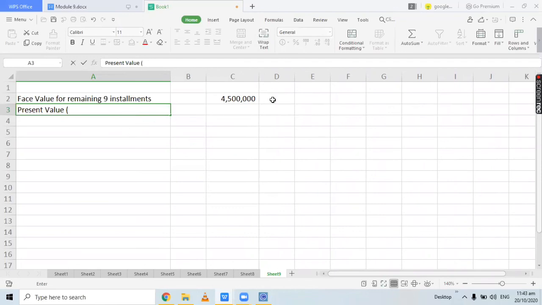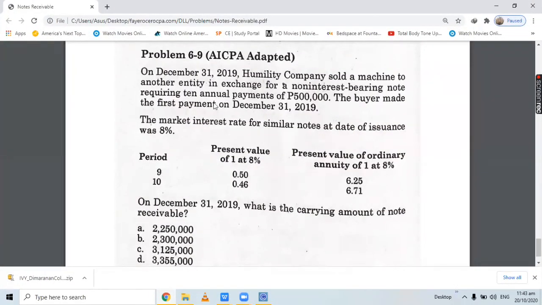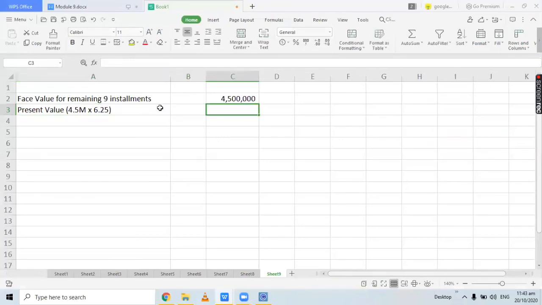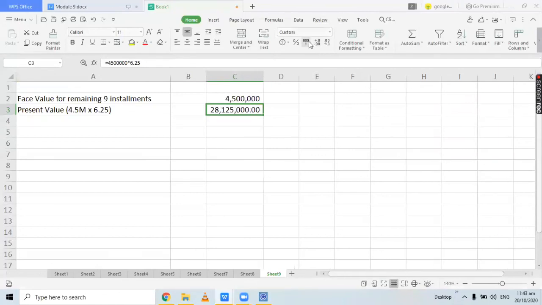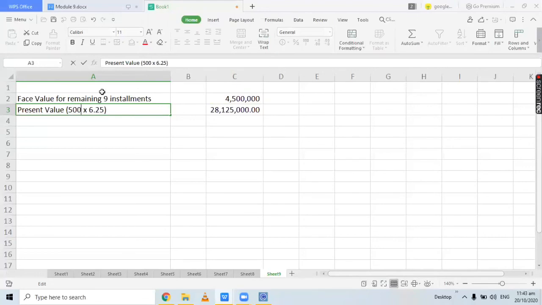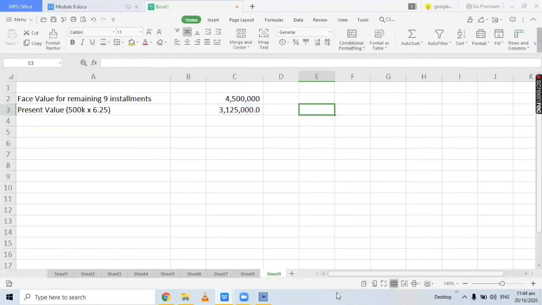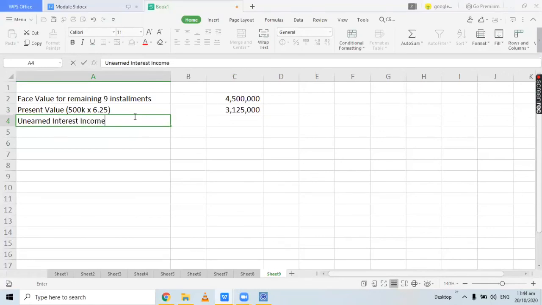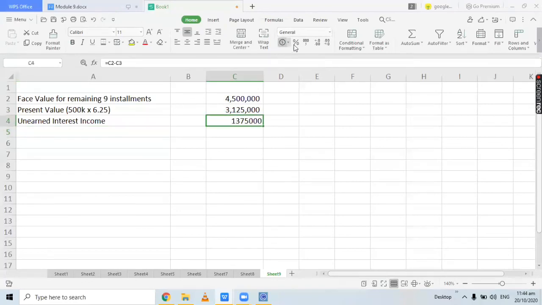And then the present value for this one, 9 installments. So 4.5 million times, we're going to use 9 periods. It's an installment, so ordinary annuity of 1 at 8%, 6.25. Sorry, it should be 500,000. That equals 3 million, $125,000. And the difference, that is the unearned interest, 1,375,000.